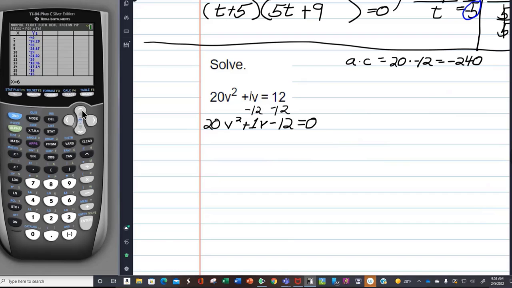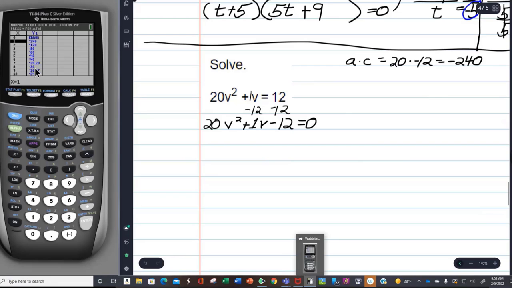And go back up, because I had come down in my last problem. Error one, that's what I want. I want to start with one. We need two numbers that add up to one. So let me get the thing. I think I turned it off, yeah. So let's turn it back on.